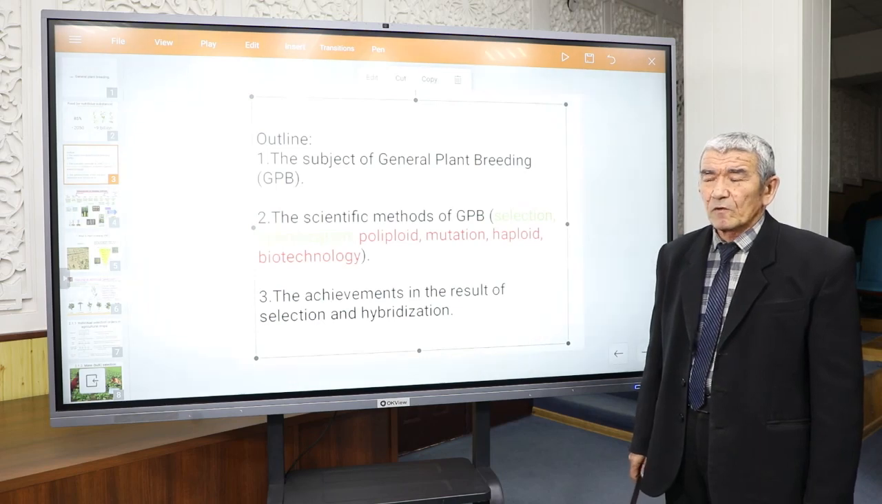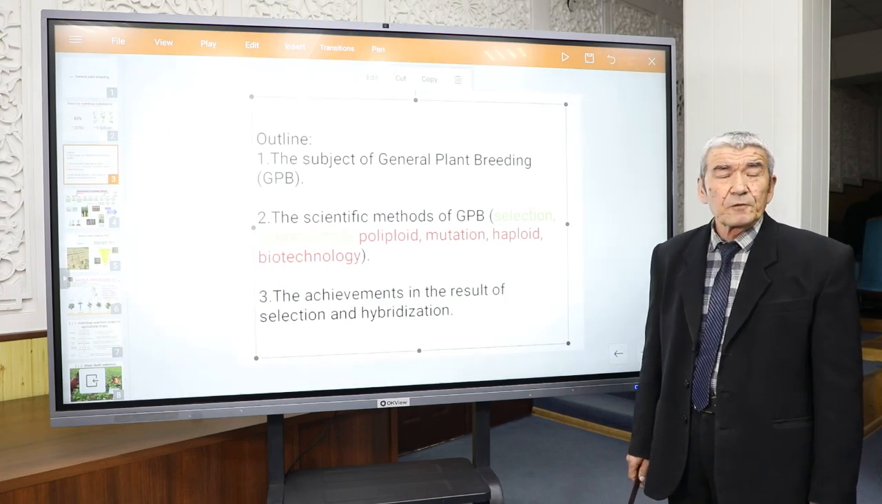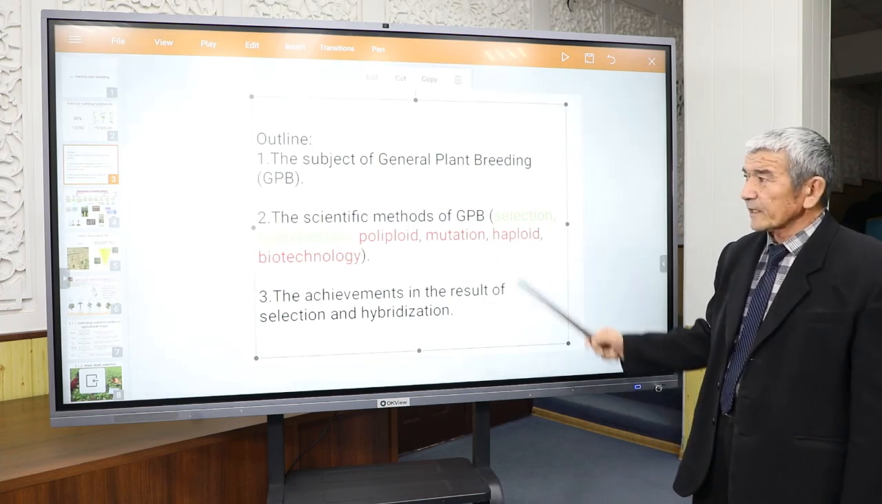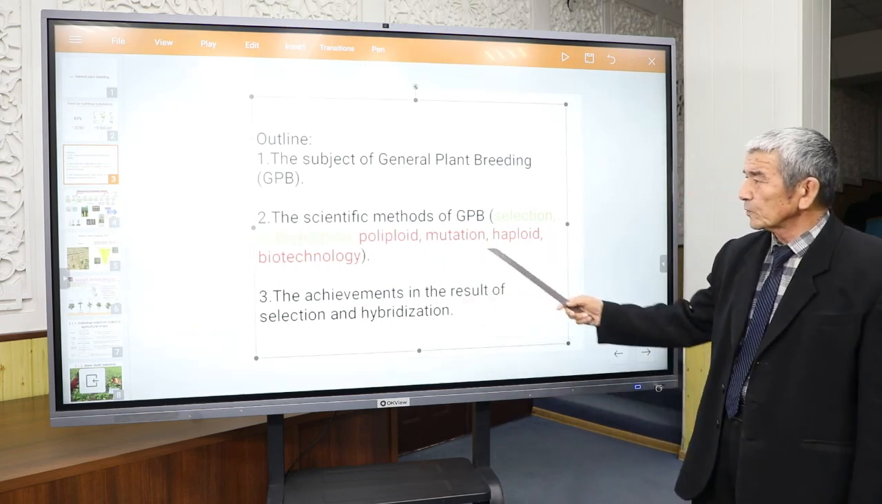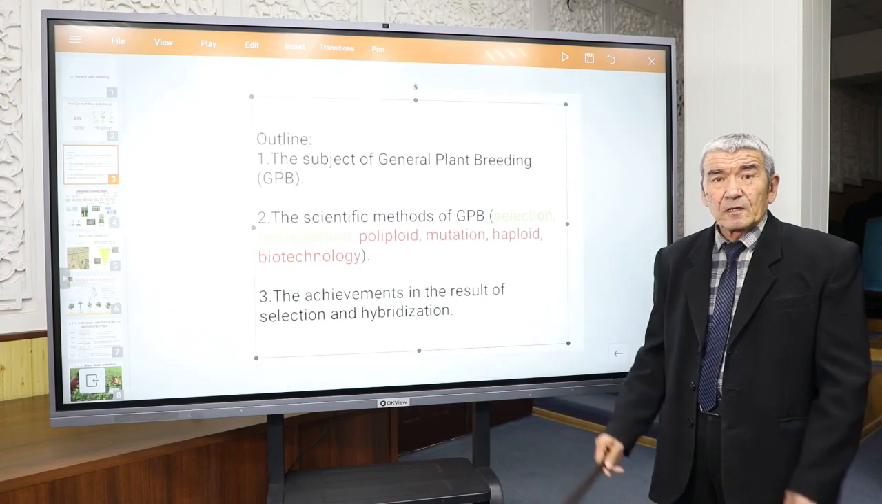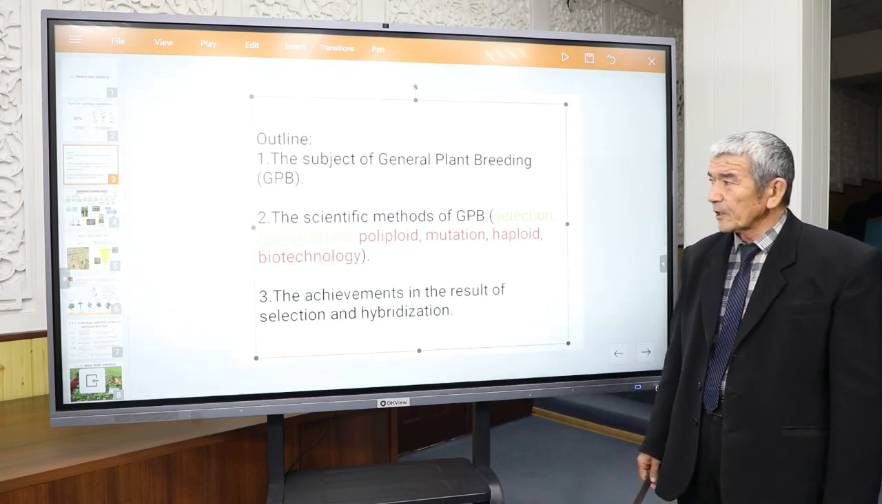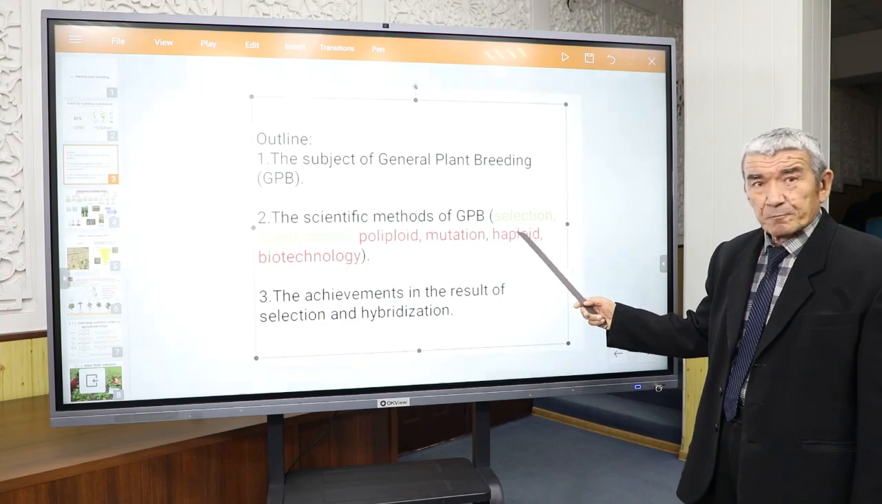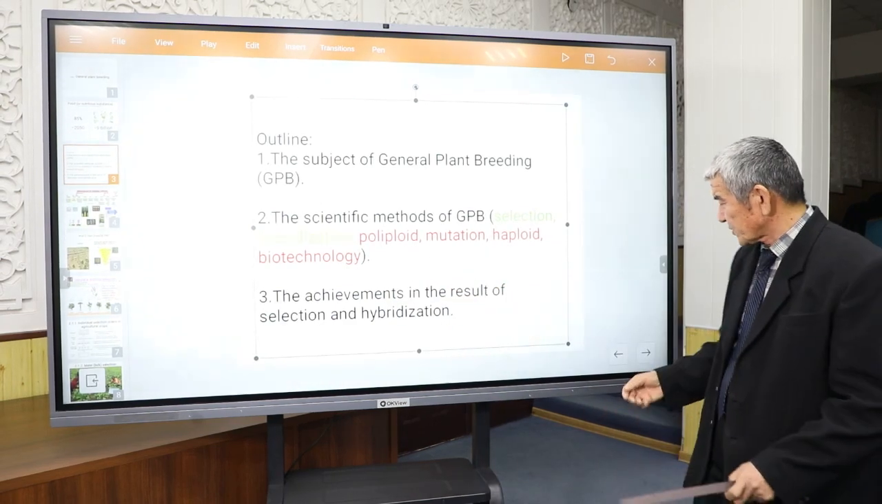Scientists of our region, our country and foreign countries have developed different methods to improve cultivated varieties or to create new crop varieties. So they are selection, hybridization, polyploidy, mutation, haploidy, and biotechnology. Today, depending on our time limit, we will get acquainted with the principles of the first two methods. They are selection and hybridization.